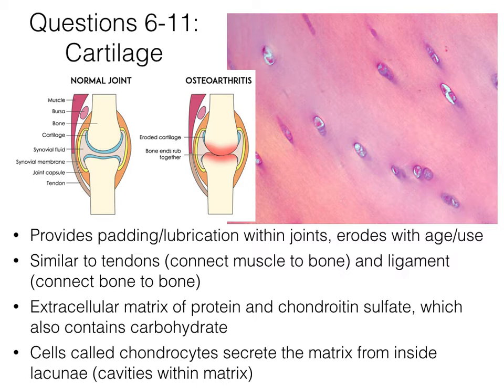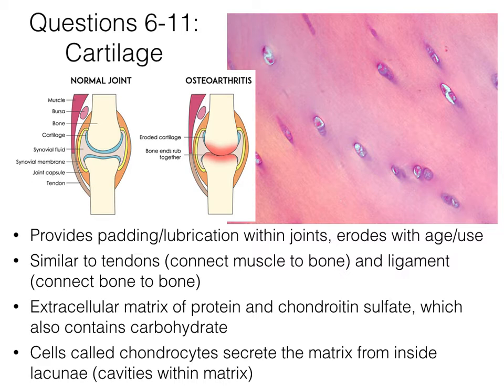As you get older, it can erode away, right? And that can be one reason for the arthritis that people experience with joint pain. Athletes can often erode it away in certain places as well, so it can be lost with use. Cartilage is similar to tendons, which are connective tissue that attach muscles to bone, and ligaments, which connect bone to bone.